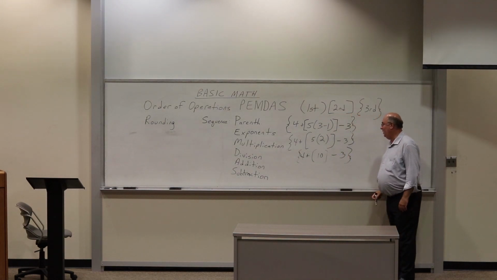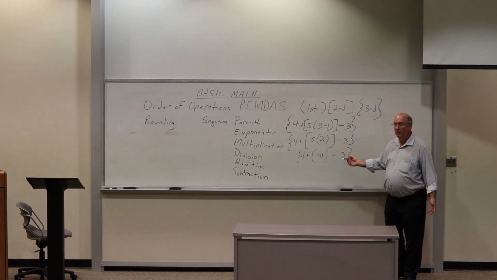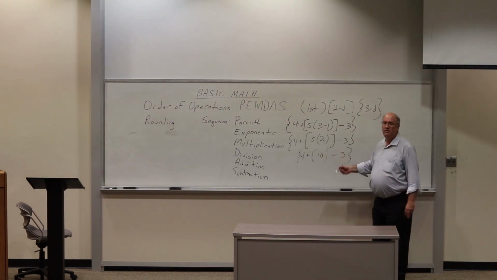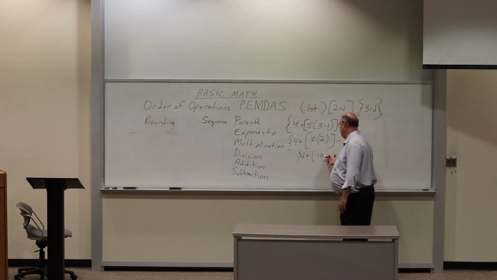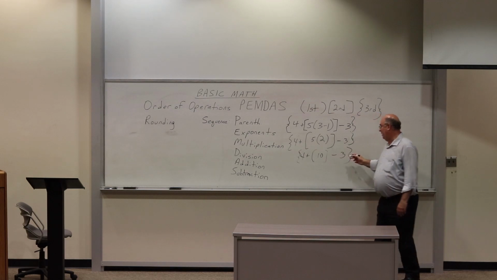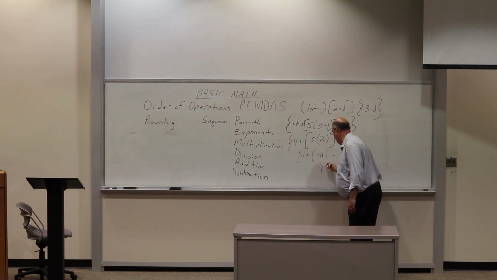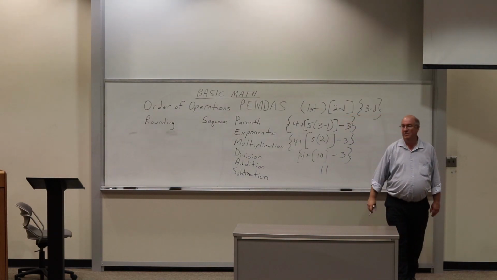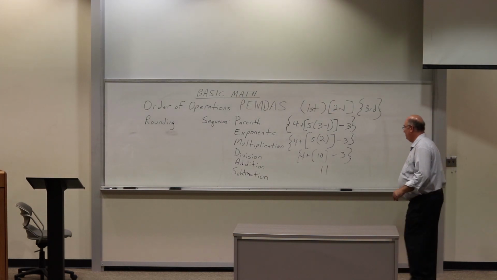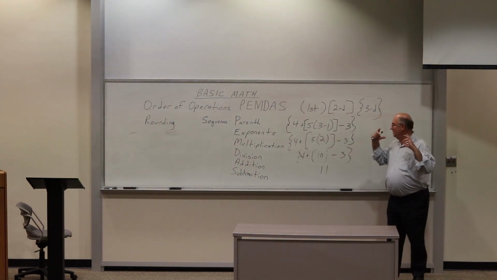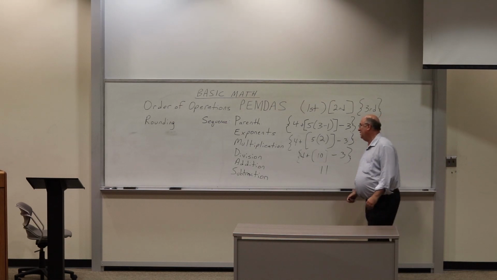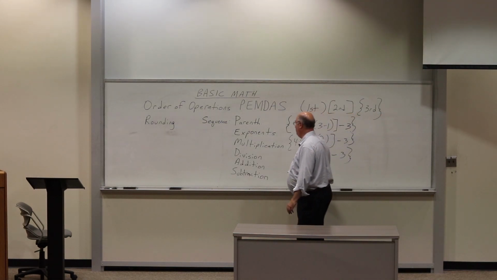And then from there we don't have to divide anything in this case, and then we'll add. So 4 plus 10 will be 14. Minus 3 will give us 11 for our answer. Nice and easy. Go round bracket, square bracket, fancy brackets. Okay, so that covers parentheses.